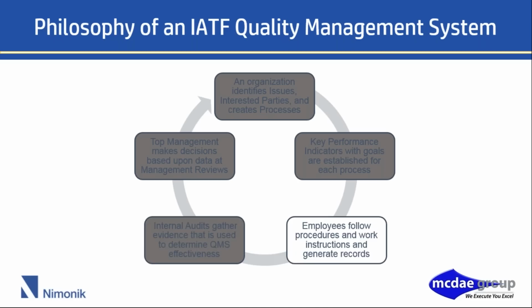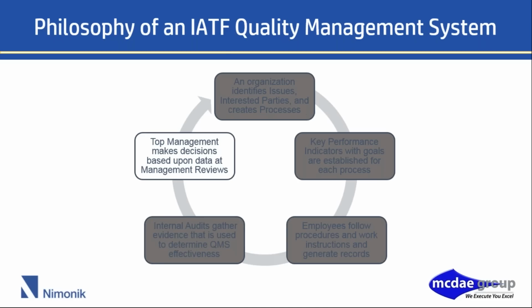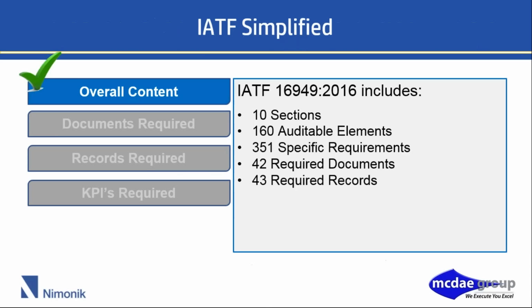And then the last one is top management makes decisions based upon all of the data at management reviews. So that's the way it works, a very high level, 50,000 feet view of how the philosophy of a system fleshes itself out in an organization.